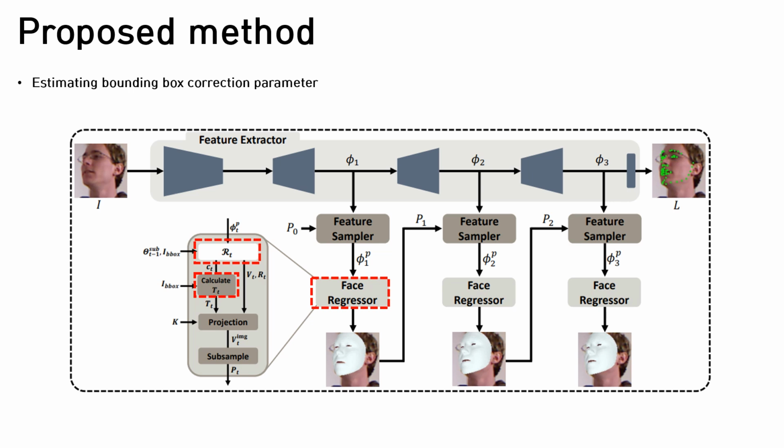Head translation is output by the face regressor. However, the face regressor does not directly predict head translation. Instead, it predicts the bounding box correction parameter. This bounding box correction parameter, along with the bounding box information, is used to calculate head translation.